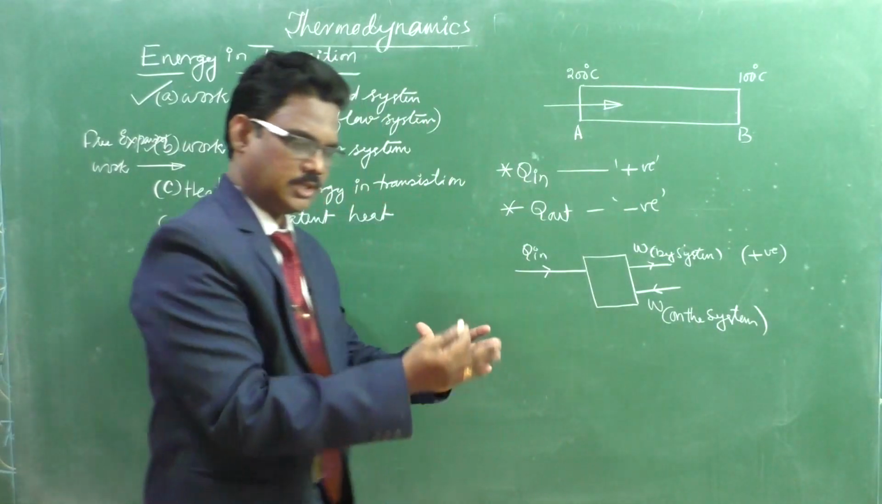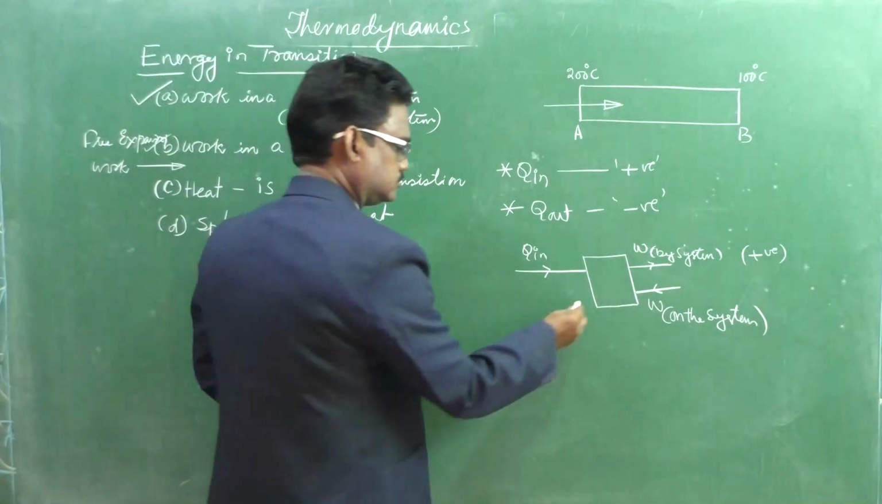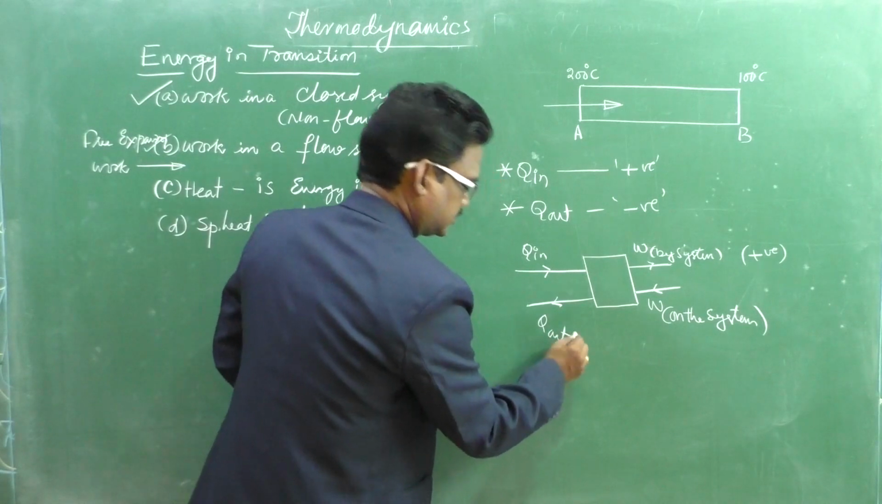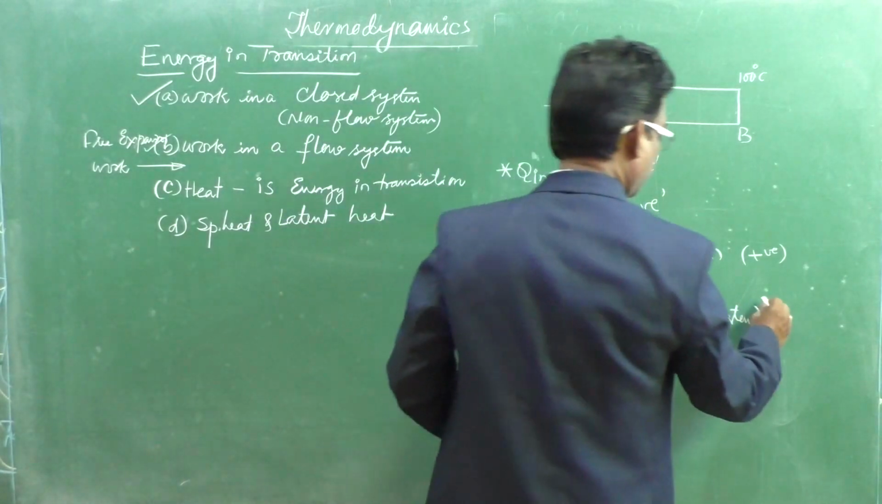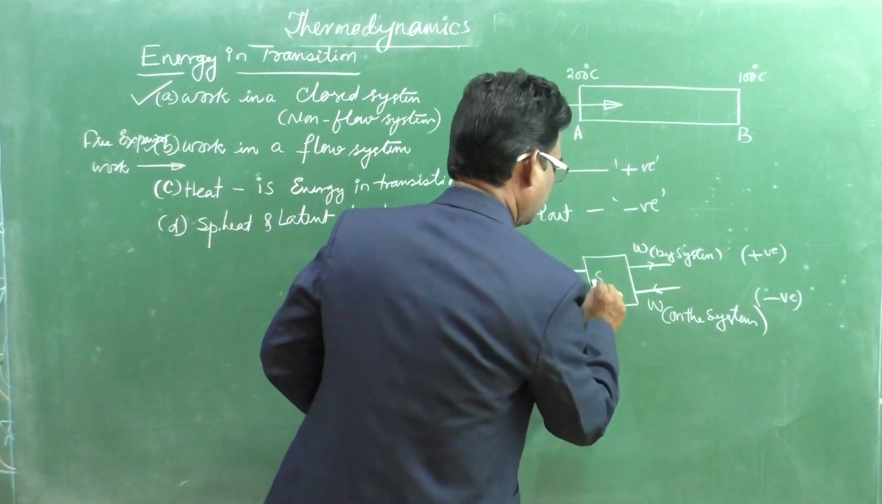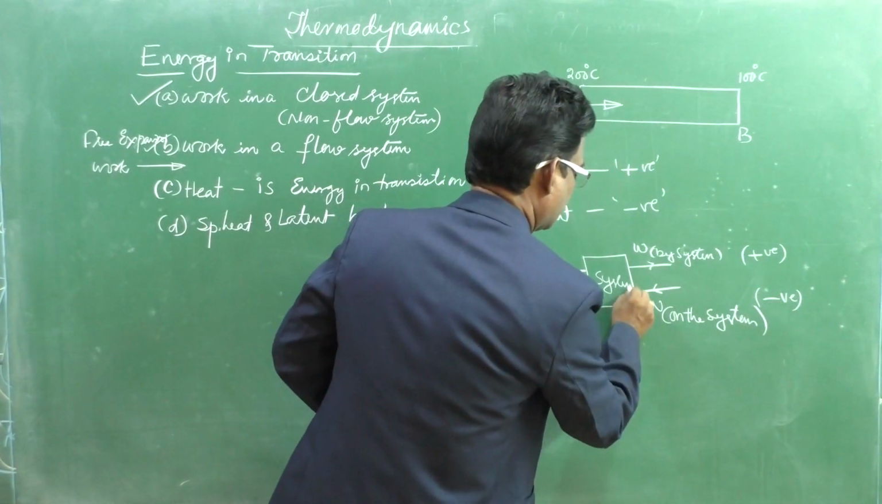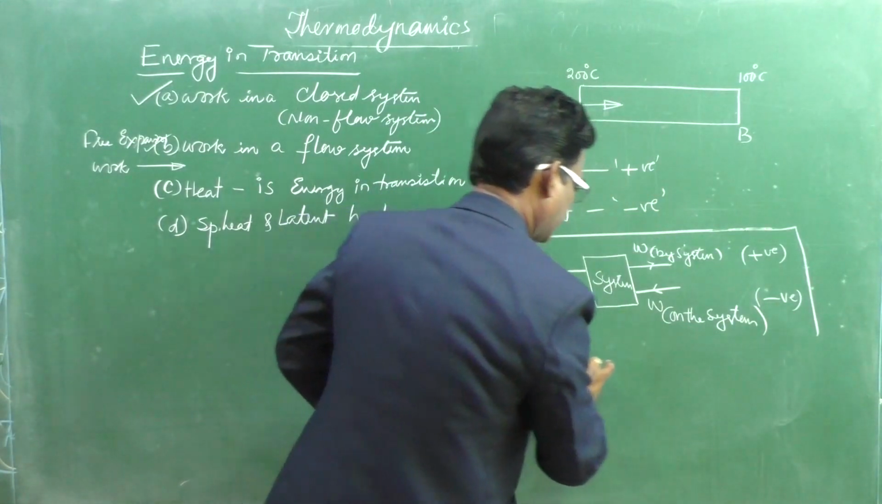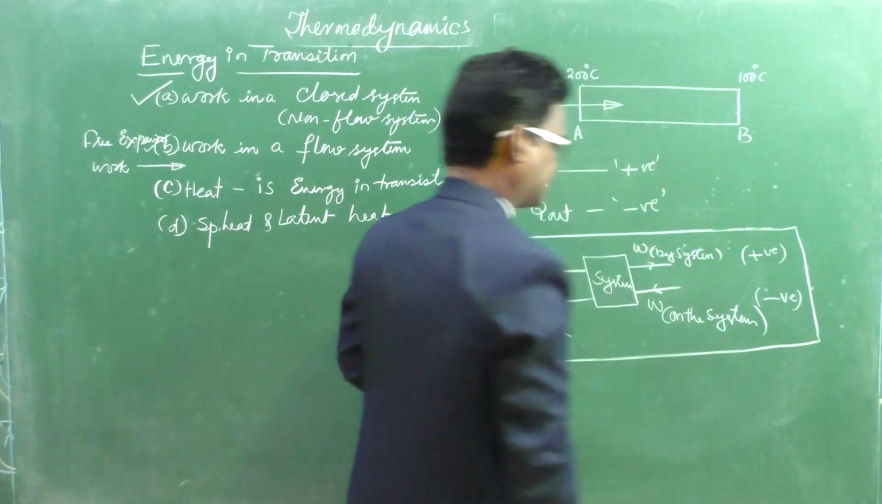Okay. The heat will be rejected. Heat possessed by the system will be rejected. Both will be negative. If you remember it like this, it is very easy to remember for problem purposes.